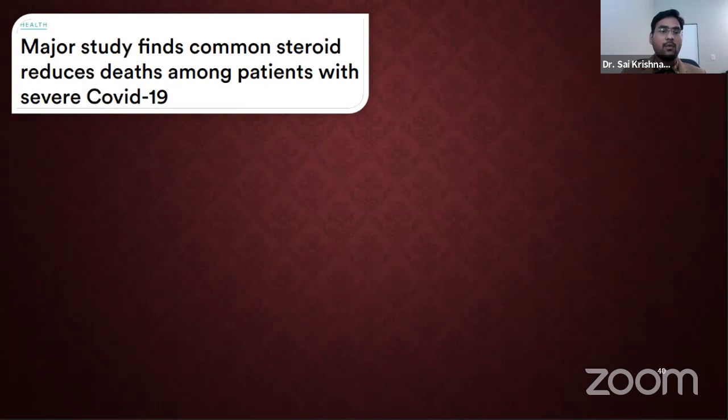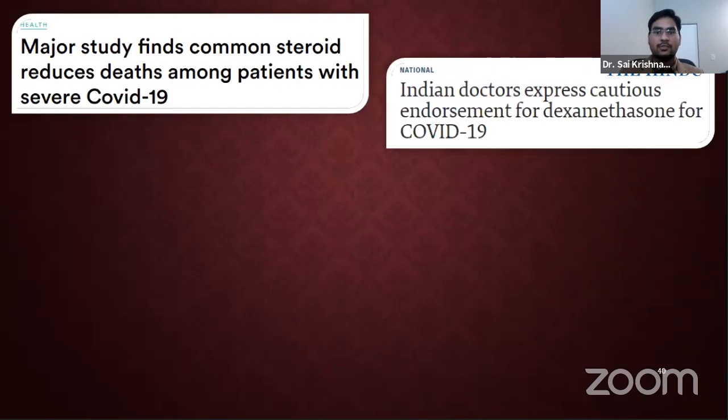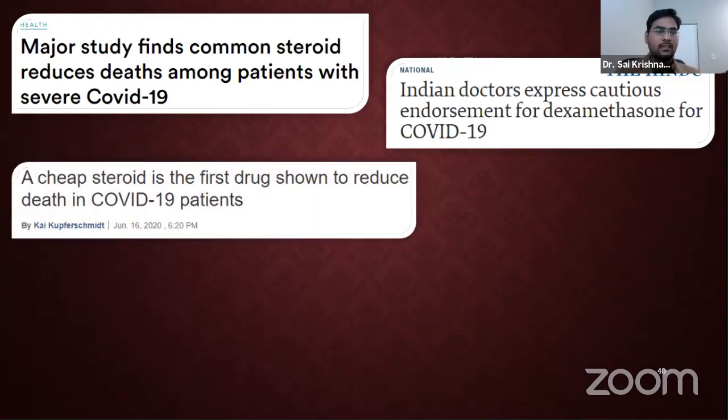One major online blog writes: major study finds common steroid reduces deaths among patients with severe COVID-19. However, another newspaper, which is very well known among us Indians, The Hindu, states: Indian doctors express cautious endorsement for dexamethasone for COVID-19, which is in contrast to the previous statement. And the other headline is: a cheap steroid is the first drug to show it reduces deaths in COVID-19 patients. Again, there are disparities and loopholes in the use of these corticosteroids.